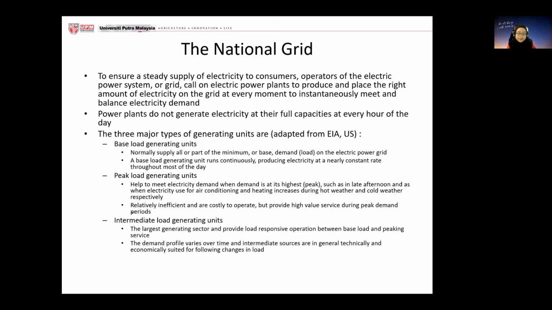And then you have your intermediate load generating units, which is actually the largest generating sector. They provide load responsive operation between base load and peaking service. So anything in between is supplied by intermediate load generating units, right?